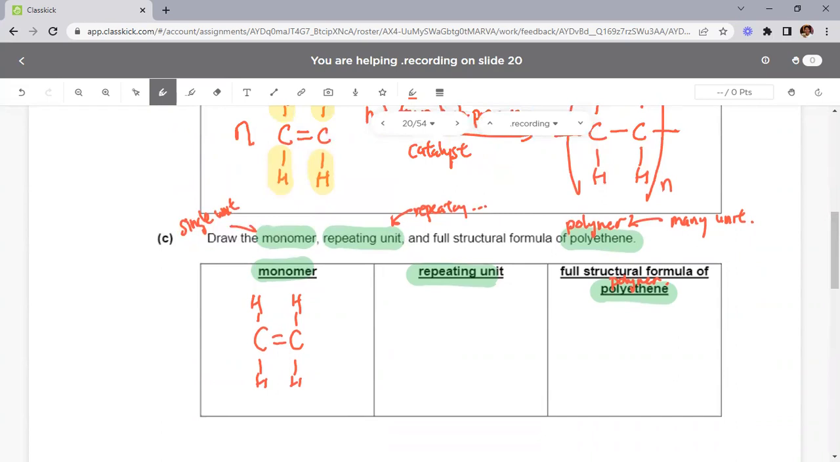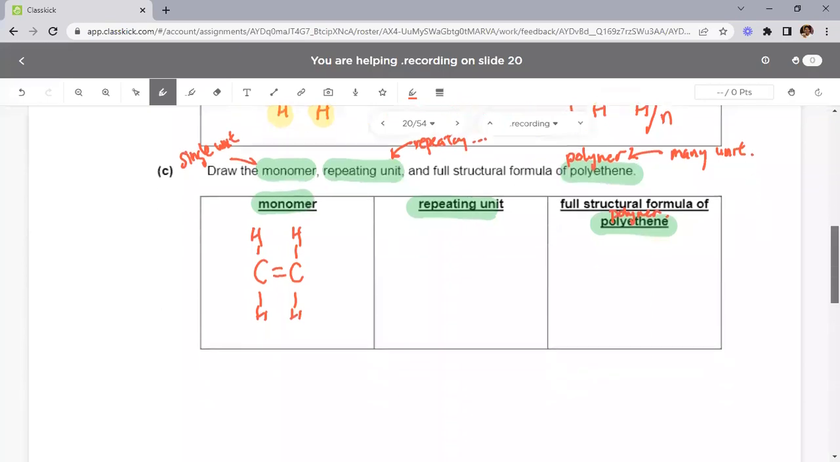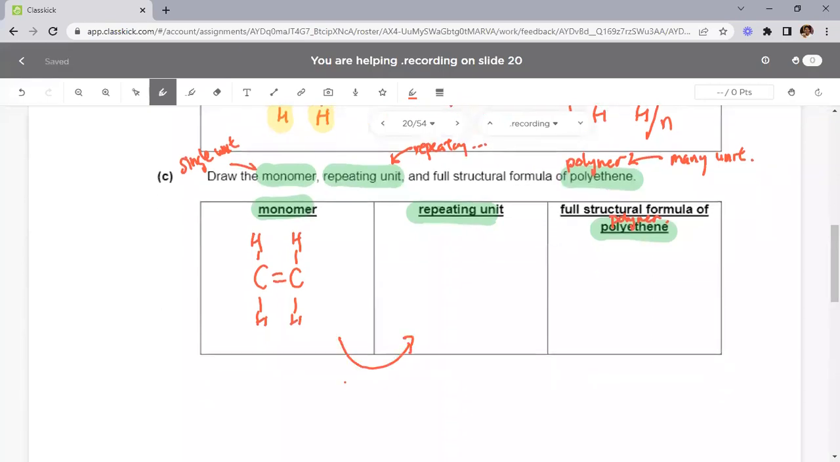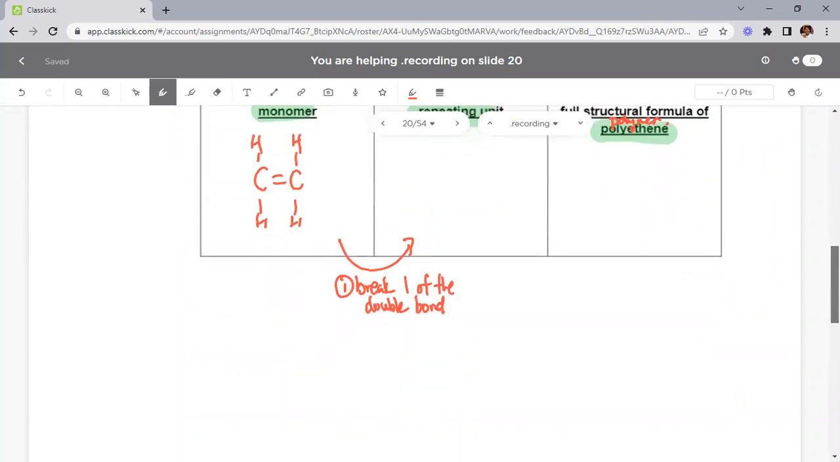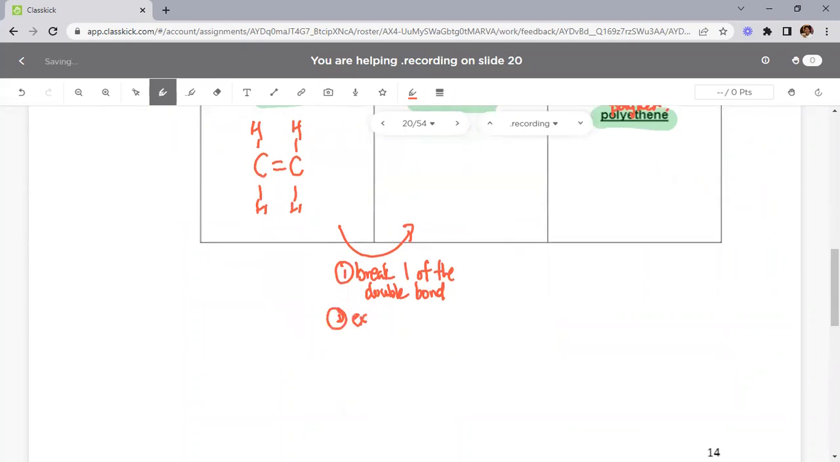What exactly is the repeating unit? To draw the repeating unit, what I need to do is consider this. Break the double bond, break one of the double bonds, and extend bonds to the side.